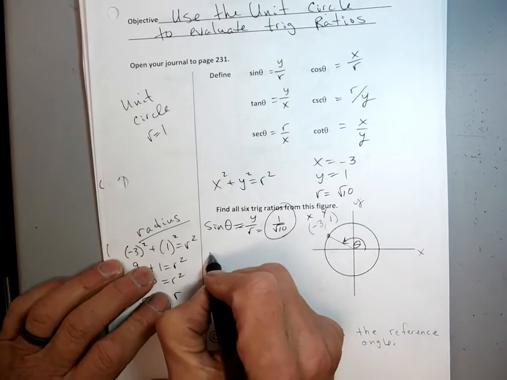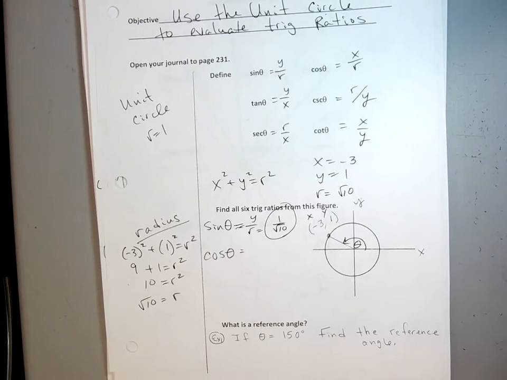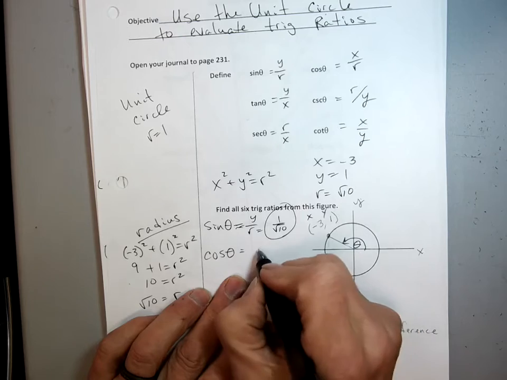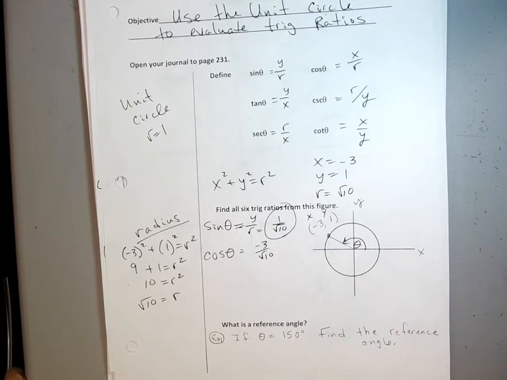Can you do cosine? So if I want to do cosine, I look up here. What's cosine? Cosine is the x over the r, right? And I know my x is negative 3, right? Can you do this? Negative 3 over square root of 10. Did you get that? Good.